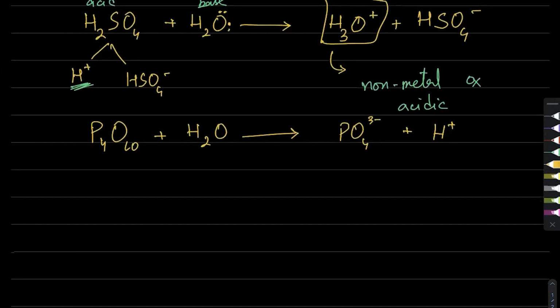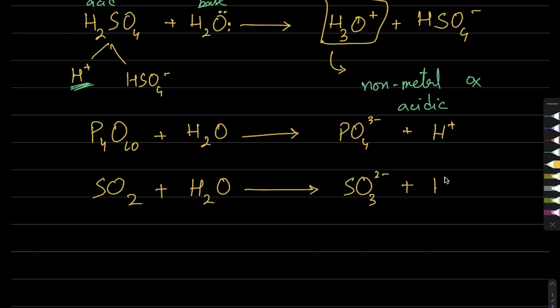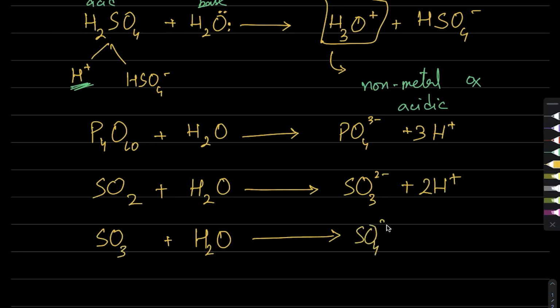Similarly, if I add sulfur dioxide to water, this is nothing new for you. It's going to form sulfite ion with H positive, two of them, three of them here. And similarly, sulfur trioxide, when it reacts with water, forms sulfate and H positive ion. So technically what's happening is that these non-metal oxides are releasing H positive of water, and that's why they are acidic. They are causing an increase in concentration of H positive.